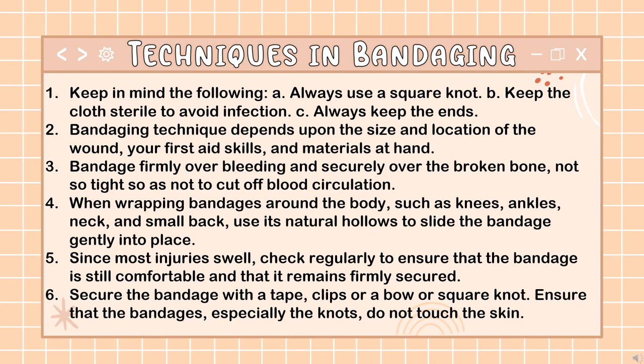Bandage firmly over bleeding and securely over the broken bone, not so tight so as not to cut off blood circulation. When wrapping bandages around the body such as knees, ankles, neck, and small back, use its natural hollows to slide the bandage gently into place. Since most injuries swell, check regularly to ensure that the bandage is still comfortable and that it remains firmly secured. Secure the bandage with a tape, clips, or a bow or square knot. Ensure that the bandages, especially the knots, do not touch the skin.